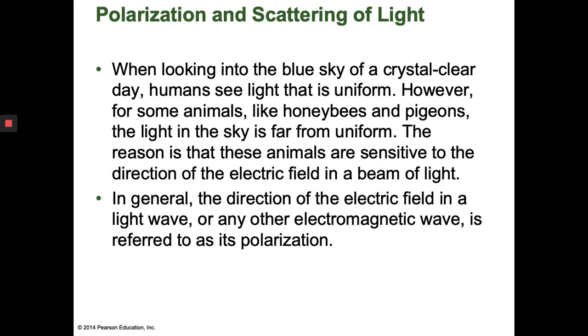Now, when we look into the sky on a perfectly clear, cloudless day, we see a uniform color of blue in the sky. But not every animal sees that. Bees, butterflies, pigeons see different colors of light because they're able to perceive different parts of the electromagnetic spectrum than we are.